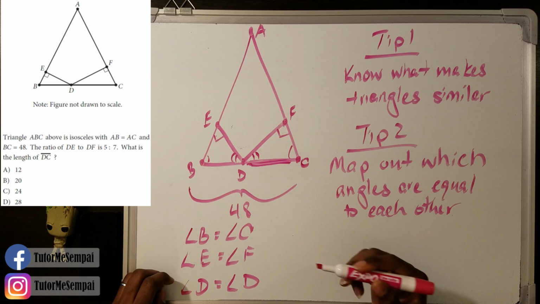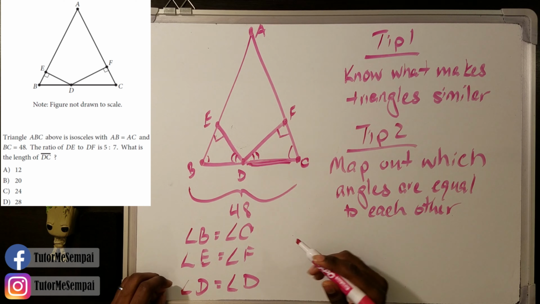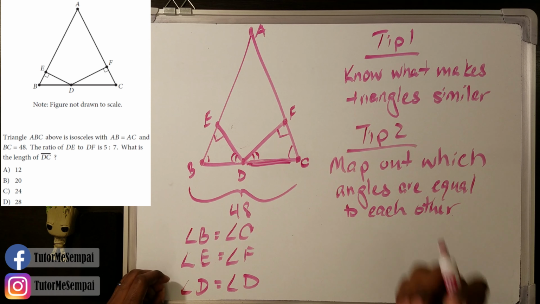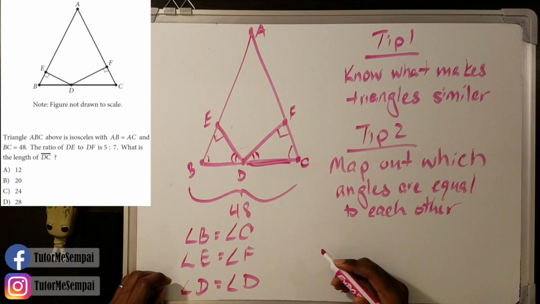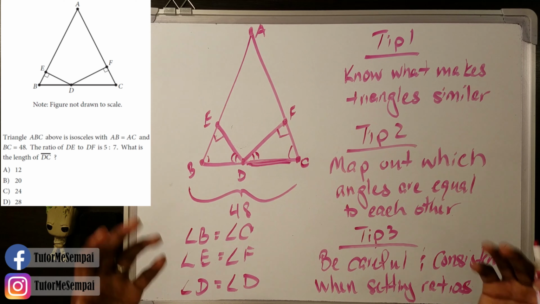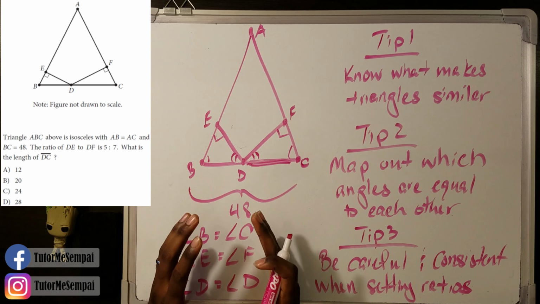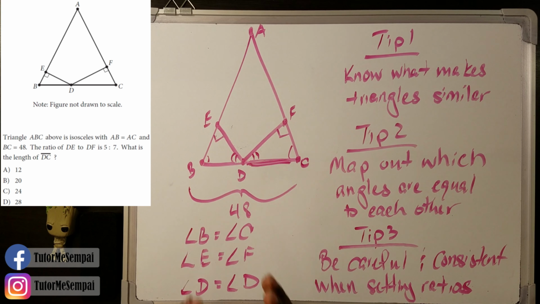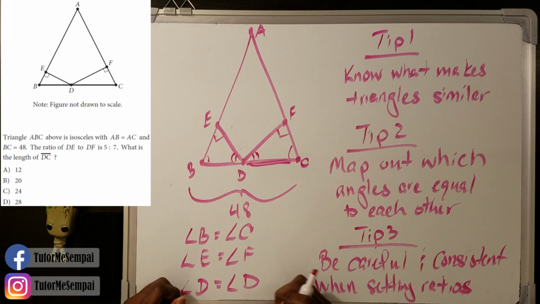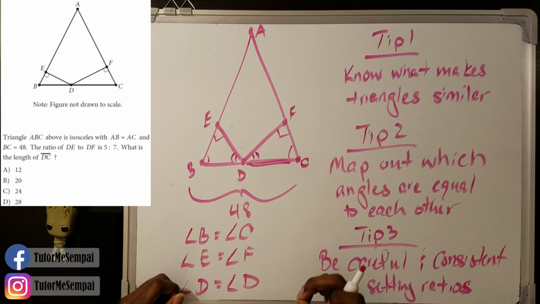We're going to start setting up our ratios so we can eventually find DC, which leads me to our third tip for the day: be careful and consistent when setting up your ratios. You want to make sure your ratios are tied to the right triangle. A fraction is only supposed to have one triangle's worth of information, not mixed and matched. When we set up these ratios, make sure your proper denominator and proper numerator go to each one.